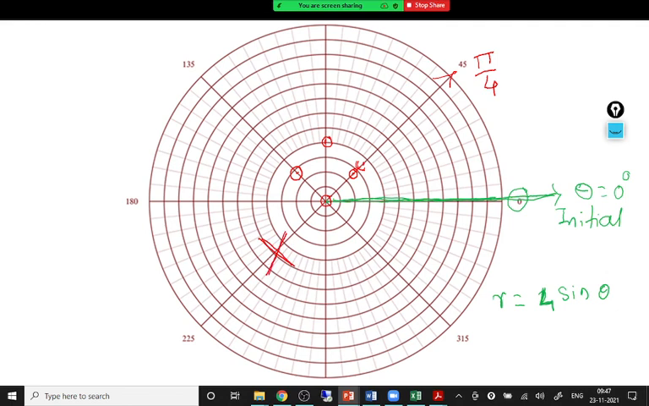You will observe when theta is 270 degree or 3 pi by 2 also, r is negative. So there is no curve from 180 onward to 360 degree, because theta moves from 0 to 2 pi only, and we don't have the curve in the third and fourth quadrant.